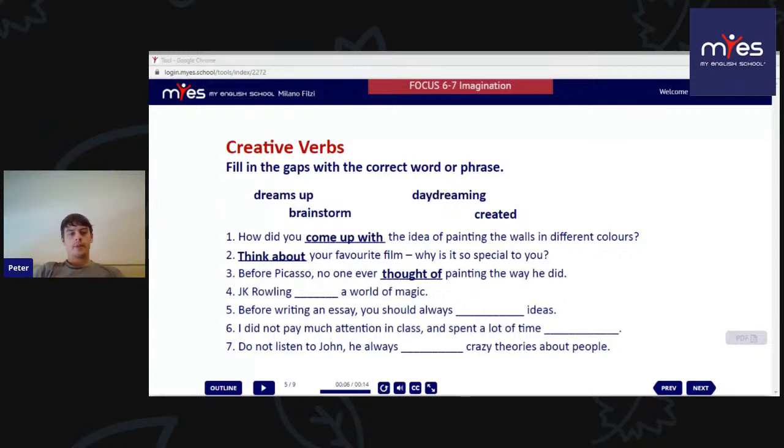Okay, number 4. J.K. Rowling... Exactly. Well done, Angela. Yeah. J.K. Rowling created a world of magic. All right, number 5. What do we think for number 5?